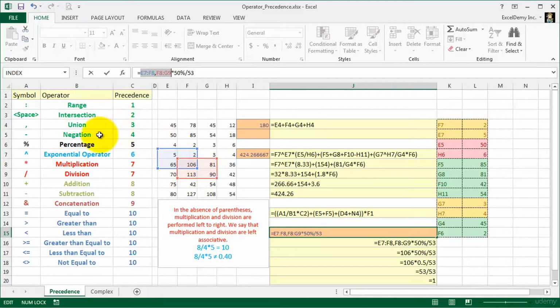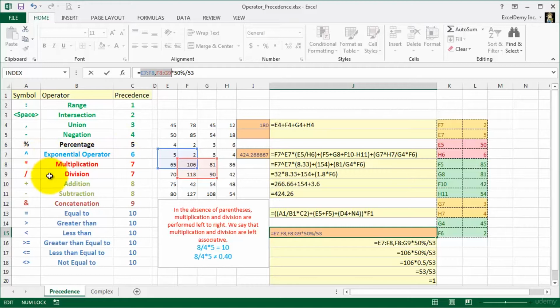Then the negation operator, its precedence level is 4. The negation operator is used to negate a single number. It is not subtraction. Subtraction works on two numbers. Then the percentage operator, its precedence level is 5. The next one is the exponential operator, the caret sign. Its precedence level is 6.